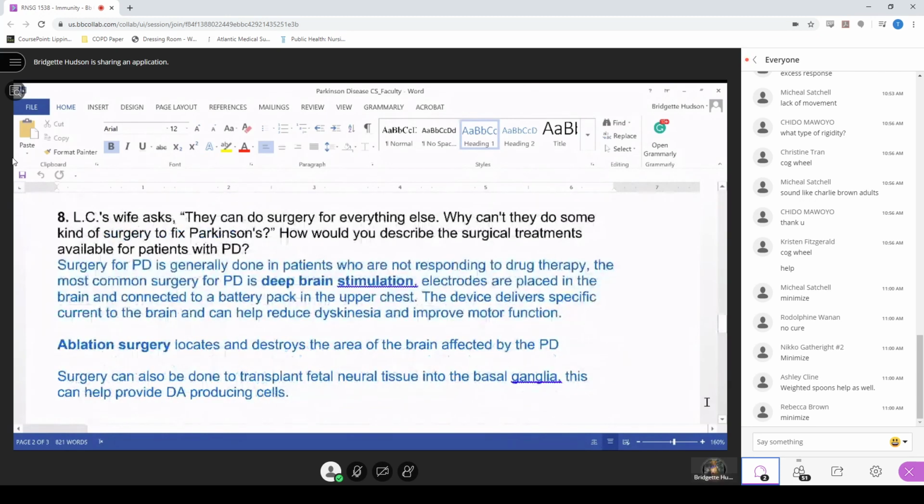Ablation could be done, and that's where they locate and destroy the areas of the brain that are affected by Parkinson's disease. This is usually located right at the base of the cerebrum and right at the superior portion of the cerebellum, so they're very close together. The cerebellum does work with gait, which is the reason why they have a lot of gait issues. They can do a fetal neural tissue transplant in the basal ganglia, and that can also help to improve or provide... I'm trying to remember what DA was when I wrote that. Hold on. I think it's dopaminergic cells, if I remember.